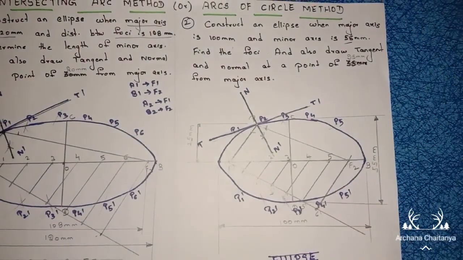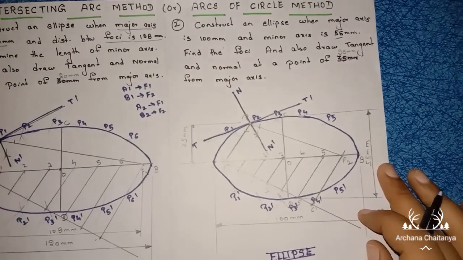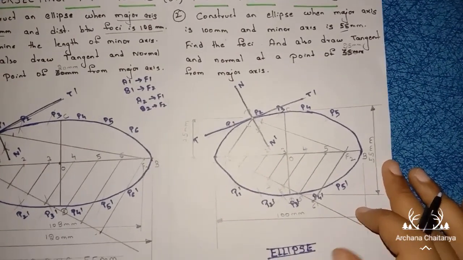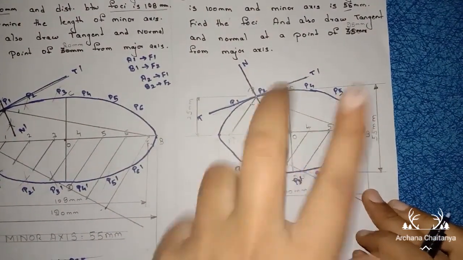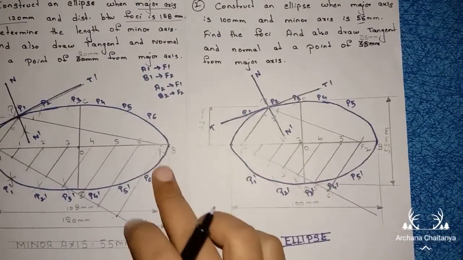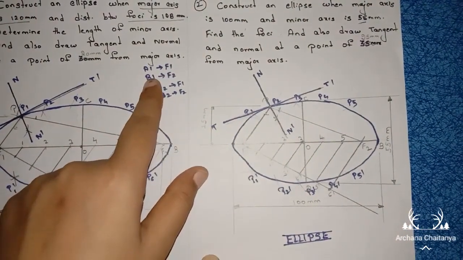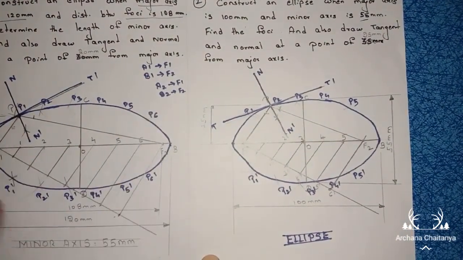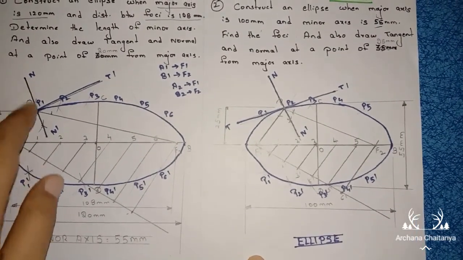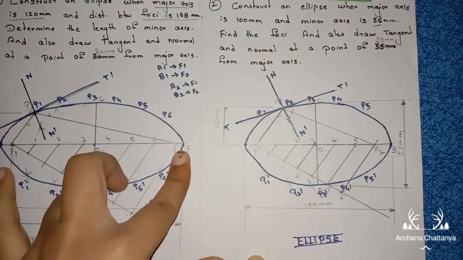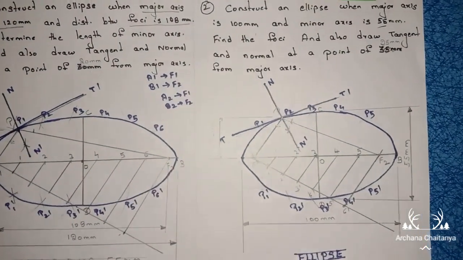In question they will mention any two, either major axis and focus points, you have to find out minor axis, or major axis and minor axis, you have to find out focus points. But methods are same. By taking 30 degrees angle, dividing into equal parts, right. You have to remember how to draw the curve. A1 radius, F1 center, draw the first arc. B1 radius, F2 center, cut the previous arc, right.